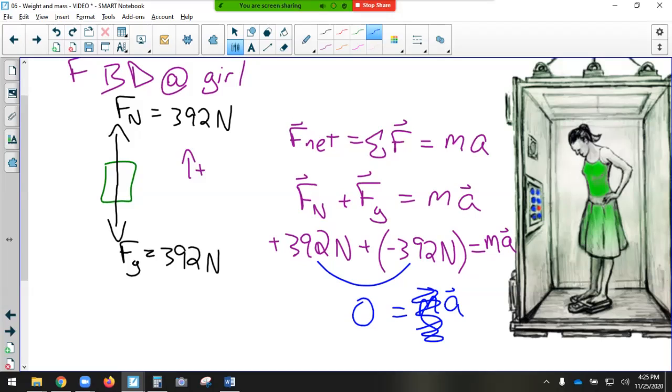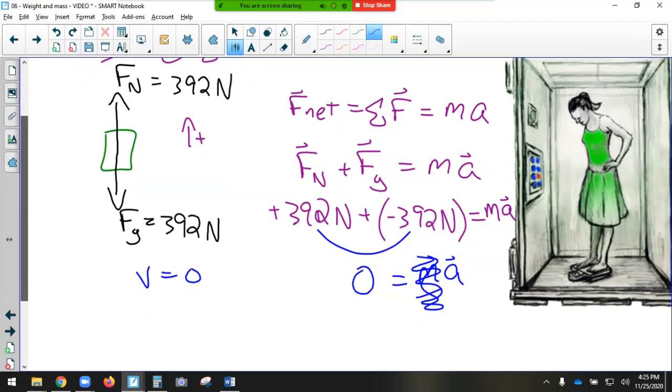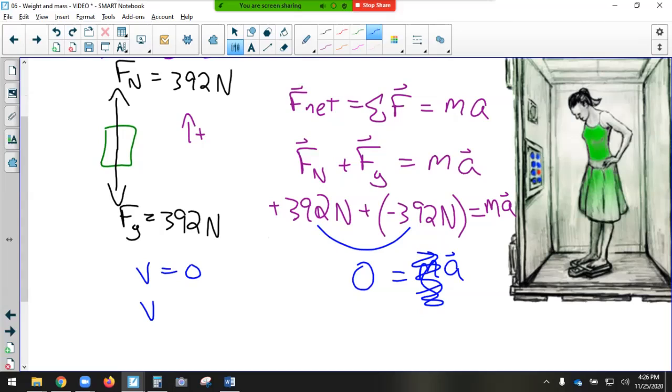Since there's no acceleration, she could be at rest in the elevator. Her velocity could be 0. Or she could have a constant velocity. She could be moving up at a constant velocity or constant speed, since I've defined up as positive. She could be going down at a constant speed, otherwise known as a constant velocity.